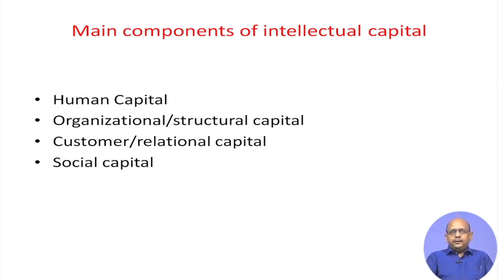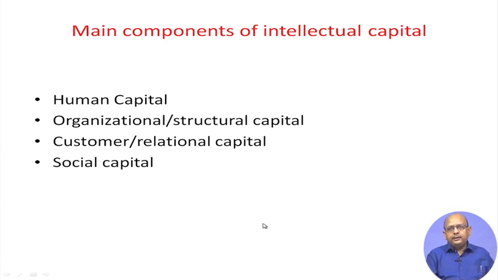Now, if you look at this, it includes 4 different kinds of capital. Social capital was added at a later stage. So, the first major and more important, or what you call relevant, capital is known as human capital. Next is organizational capital or structural capital. We will discuss what this capital means one by one, and then we have customer or relationship capital, and finally, we have social capital, right.